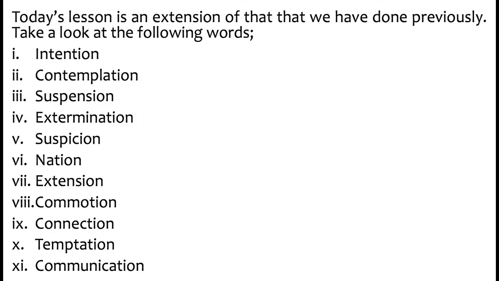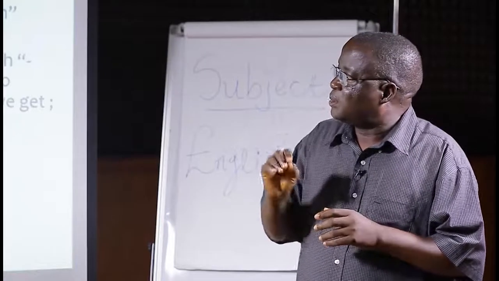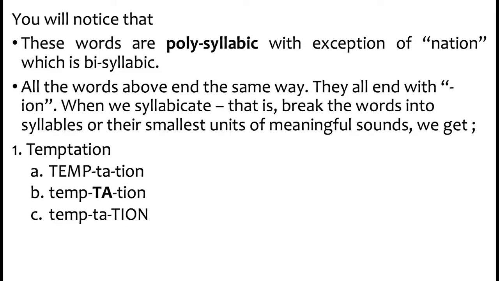Now, for today's lesson, all the words we have on the board end with ION, and therefore you can see them: intention, contemplation, suspension, extermination, suspicion, nation, extension, commotion, connection, temptation, communication. All of these words end with ION. Now, what did you notice about these words? We said they are polysyllabic, except for the word nation, which is bisyllabic. We also said that since they all end in the same way with ION, they are to be stressed on the syllable before the last.